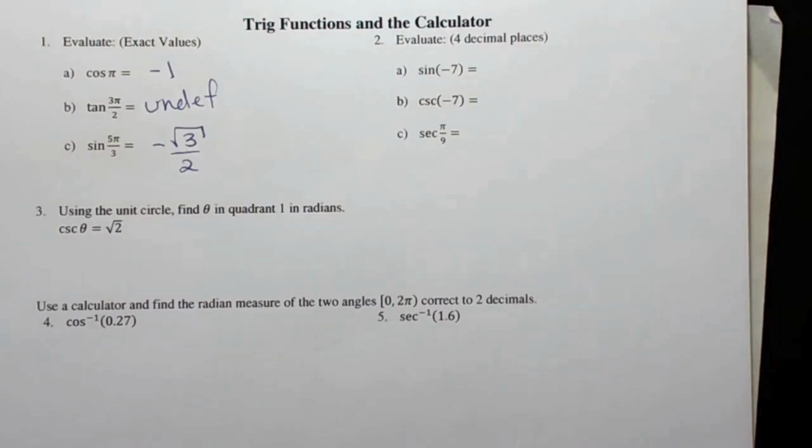All right. Hopefully you got those correct. These were unit circle questions, so you should kind of know those. The next question here is asking us to evaluate and put these into 4 decimal places. So I'm going to reset my calculator off screen.